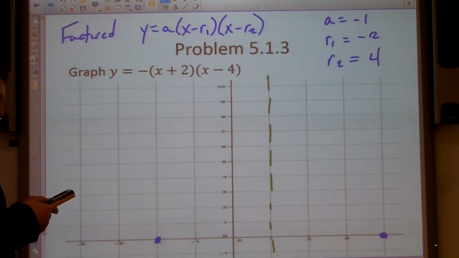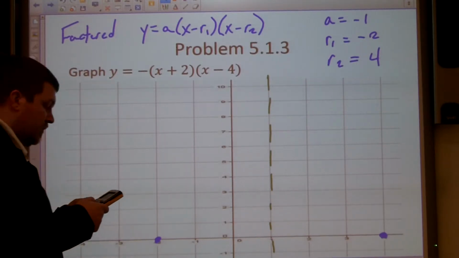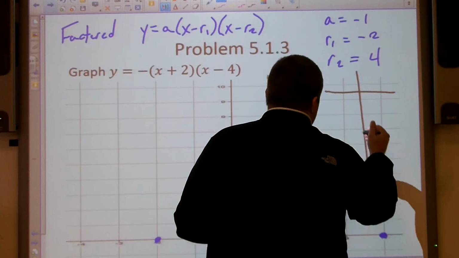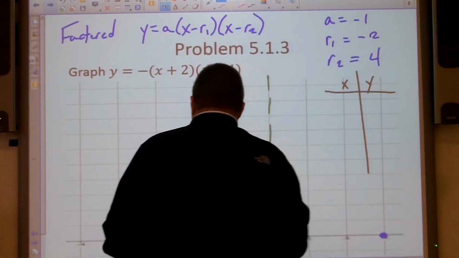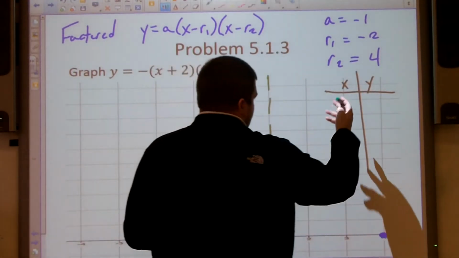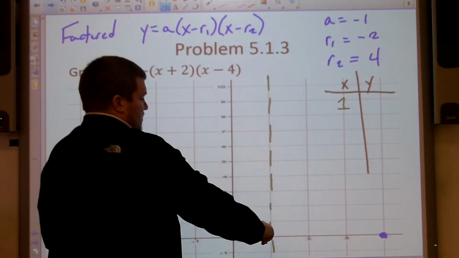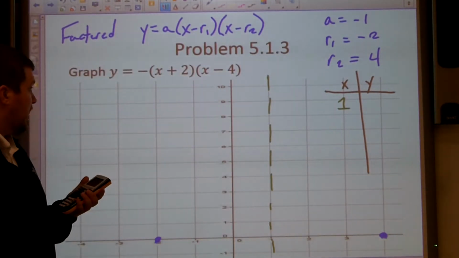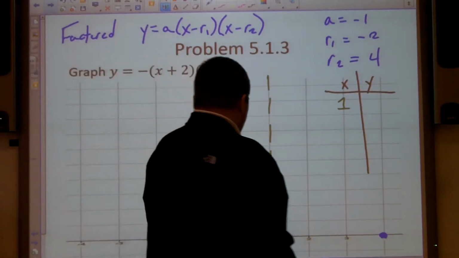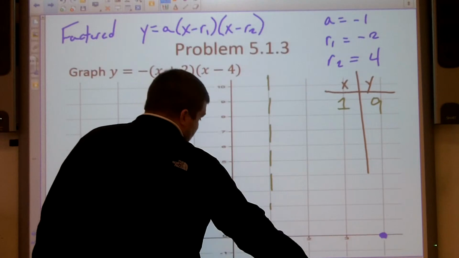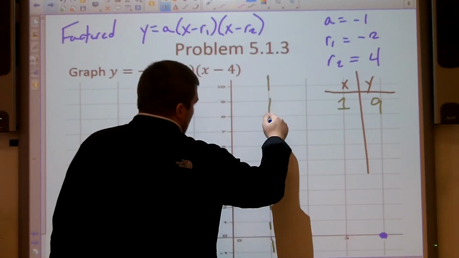So I'm just typing it in, going to my table. Okay? So I'm just making a table. X and y. And again, I'm testing x equals 1 first because I know my vertex is going to live on that axis of symmetry. So x equals 1, y equals 9. Okay? My vertex lives right here.